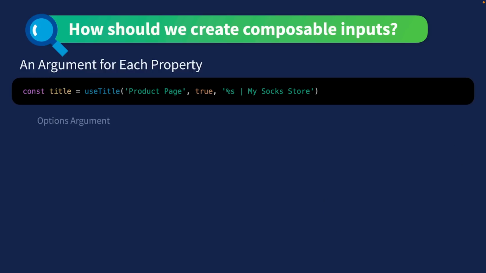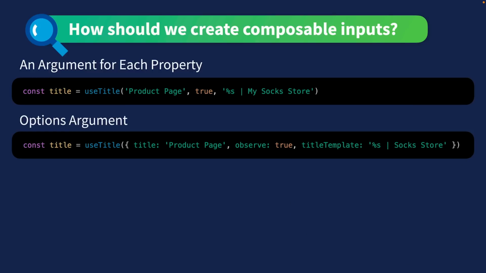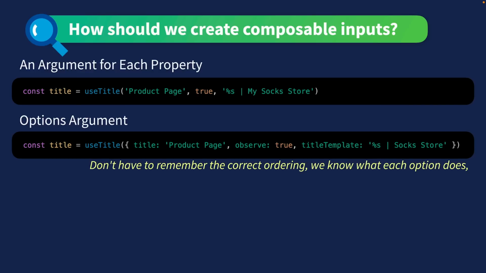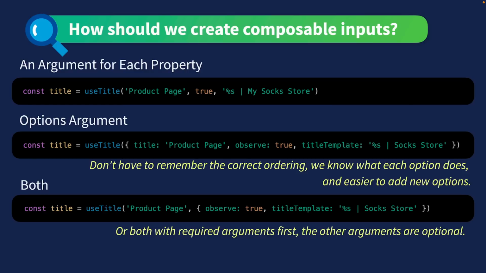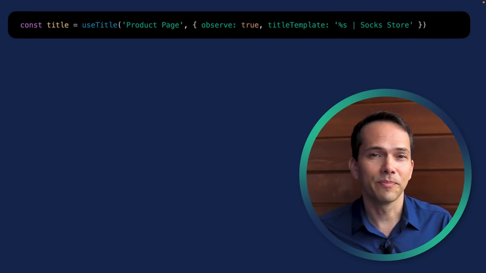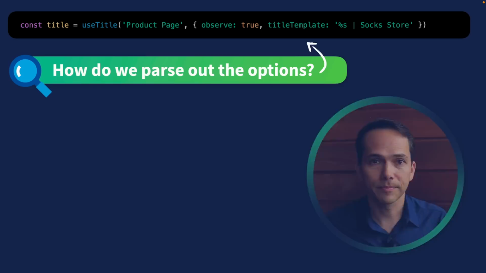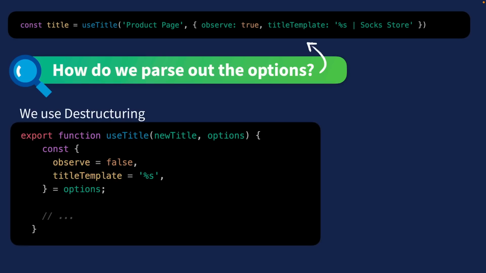We'll get to that a little bit later. Or we could simply send in one big options argument, like you see here. The benefits of using an options argument mean I don't have to remember the correct ordering of the arguments. It's a little easier to see what each option does because it has the name there. And it's easier to add new options because I can simply add a new property to the object. Or I can use both an argument here and an options argument. A good convention here is to have required arguments first and optional arguments inside the options object. If this was our function call though, what would be a best practice for parsing out these options? Here you see me using destructuring. This allows me to specify defaults for these properties unless they were sent in using the options object, like we did in our function call.